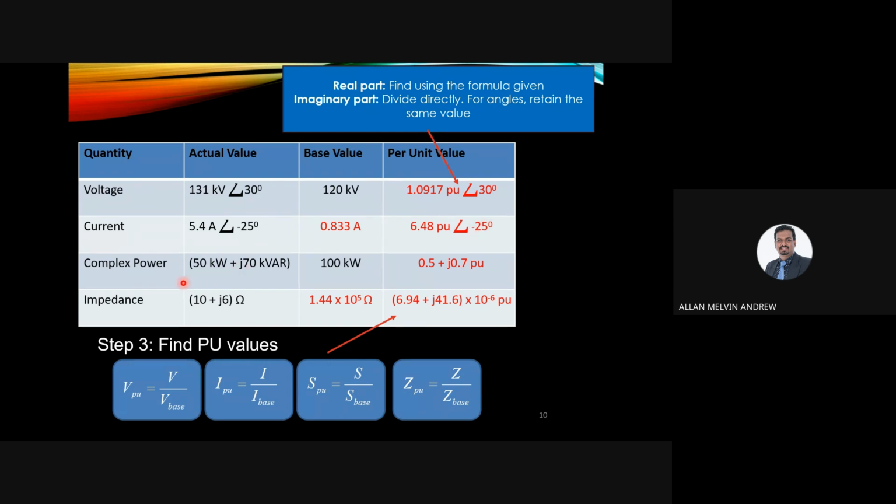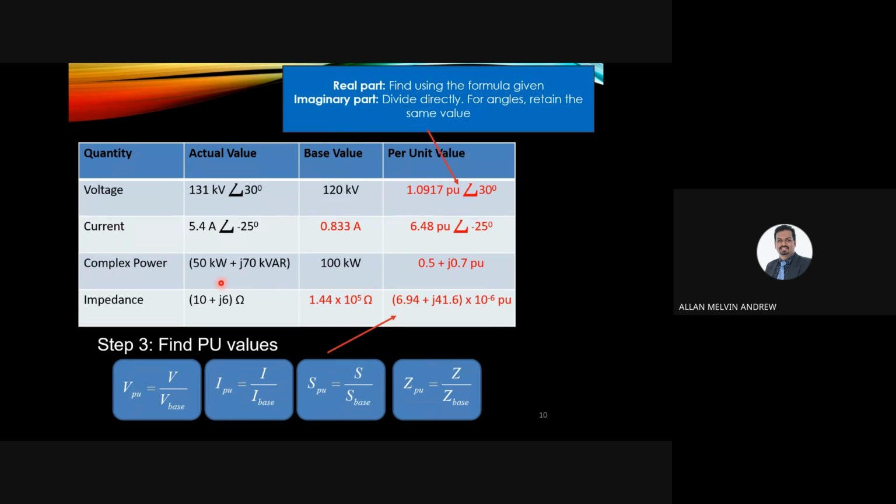Now let's say the actual value has an imaginary part. What we need to do is divide directly. For angles, retain the same value. For the imaginary part, divide directly. So here J is 70k, so make sure you take the k also. The 70k divided by 100k, you get J 0.7 pu.